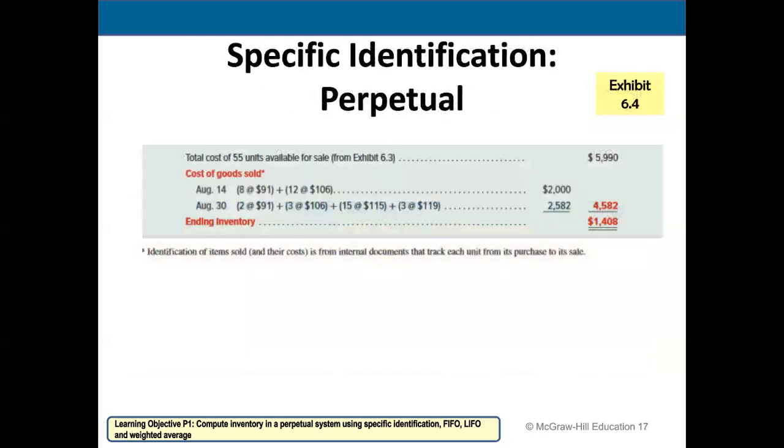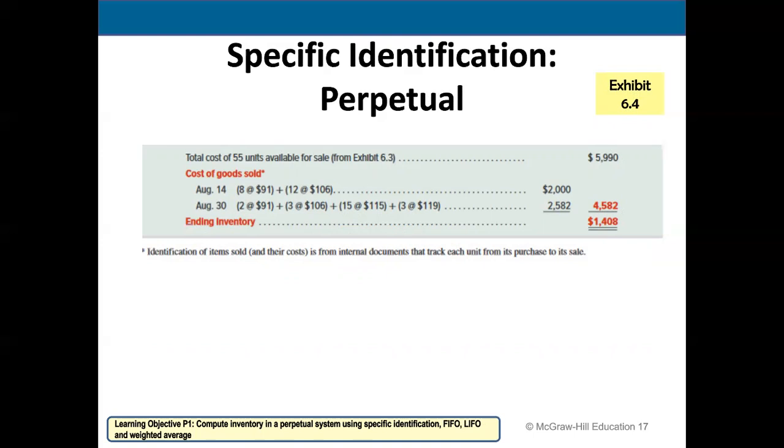So the first type is called the specific identification method. This is often used by businesses that have a small amount of inventory that is high cost, like auto dealerships, a good example. And inventory that is readily identifiable, right? Each car has a unique vehicle identification number. So they can tell you exactly which car they sold. They know exactly how much it cost them.